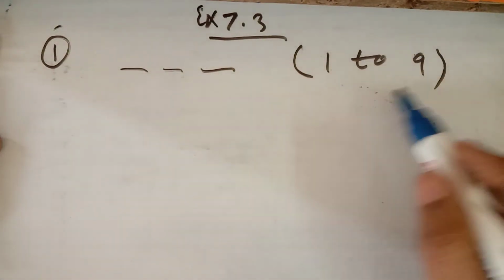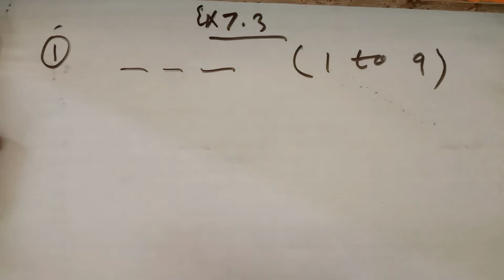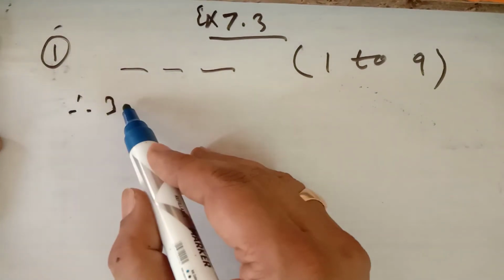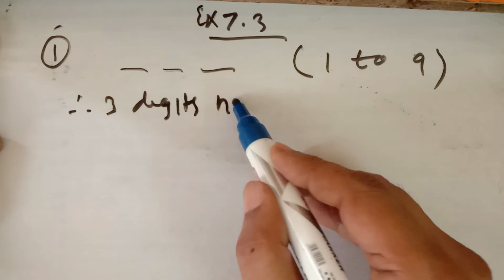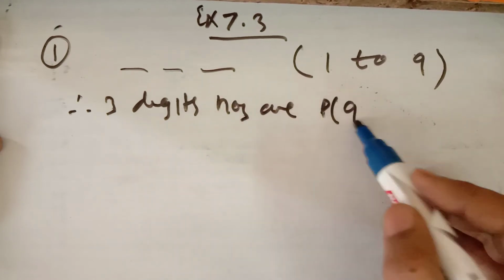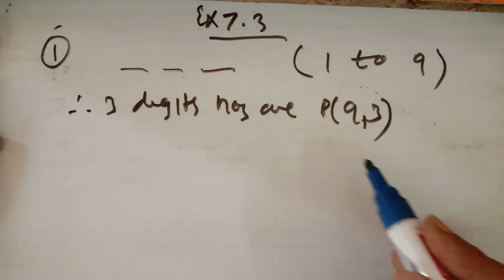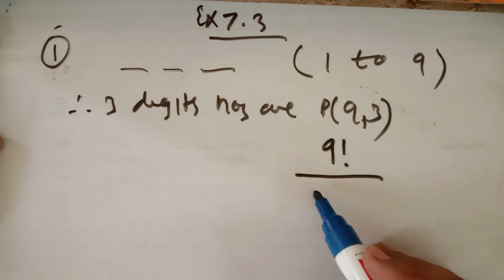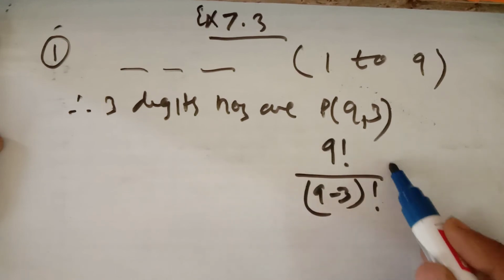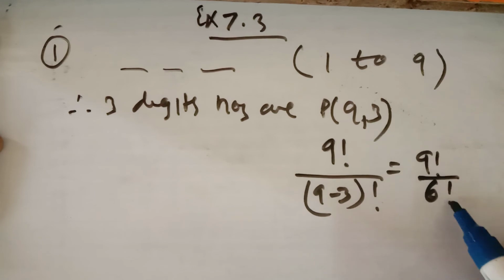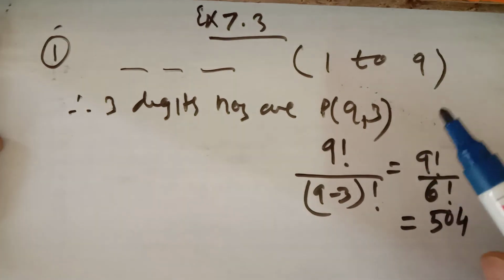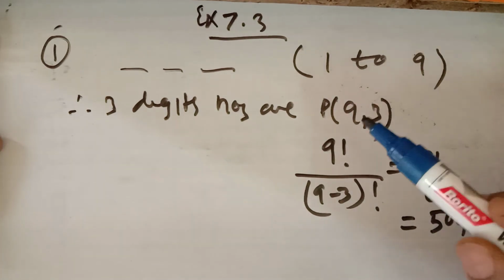Now because we have total 9 digits and at 3 places they are to be arranged without repetition, therefore the 3-digit numbers are permutation of 9, 3. Because we have 9 digits and at the 3 places they have to be arranged without repetition. So use the formula n factorial upon n minus r factorial, that is 9 factorial upon 6 factorial. When you solve it, it will be 504. So 504 3-digit numbers can be made using the digits 1 to 9 when the repetition of the digit is not allowed.